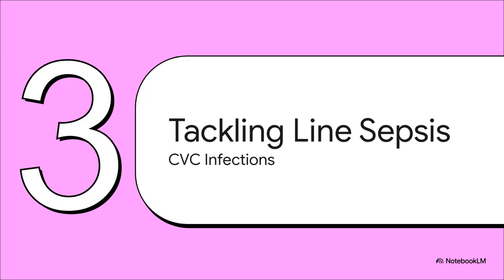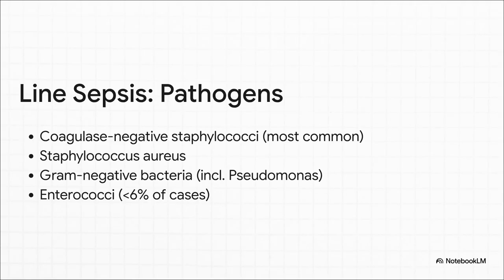All right, let's shift gears to our second major challenge, line sepsis. Those central venous catheters, or CVCs, are absolute lifelines in the ICU. But they're also a direct route for bacteria into the bloodstream, making them a huge source of really serious, life-threatening infections. The bugs we see here are a little different than with VAP. Coagulase-negative staph is actually the most common one, but honestly, it doesn't usually cause severe trouble unless there's prosthetic material involved, like a heart valve. The ones that really worry us are Staph aureus and those tough gram-negatives, like Pseudomonas. Enterococci pop up, but they're less common.